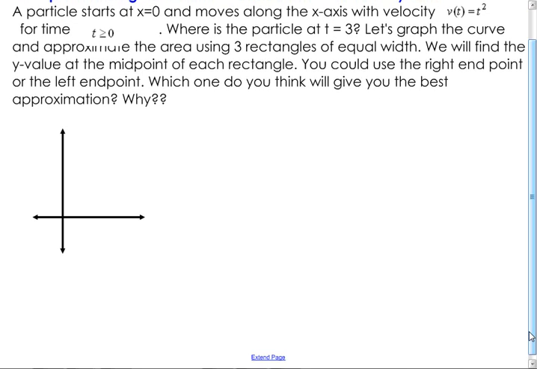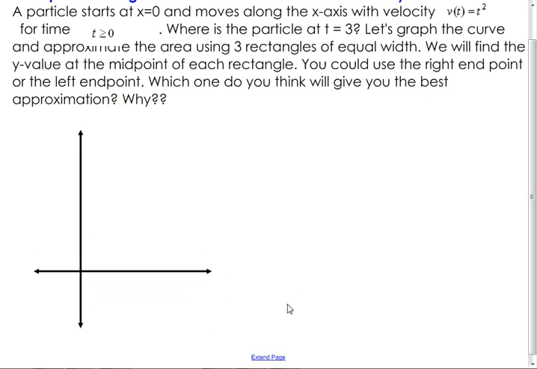So let's graph the velocity graph. Wait, let me make that bigger. And so here it is. It's t squared. This is t. And here's 3. And we know where this is. Where's that? It's t squared. So it's a 9, right? And we're going to use our calculator, too. I'm going to show you something really cool about that.